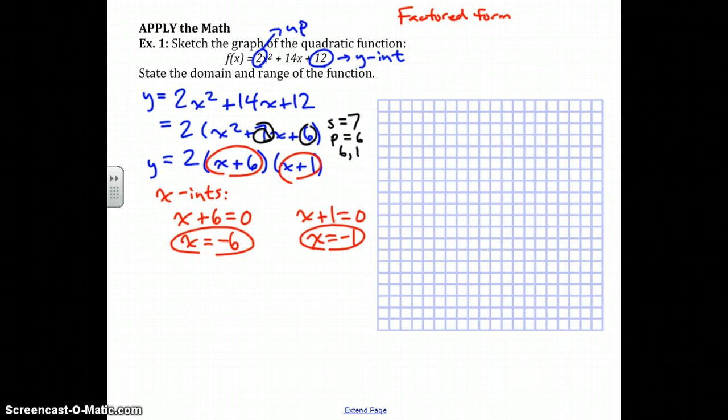So right now we know it opens up. We've got a y-intercept. We've got 2 x-intercepts. Okay, the other thing we should find should be our vertex. So to find our vertex, we could first find our axis of symmetry.